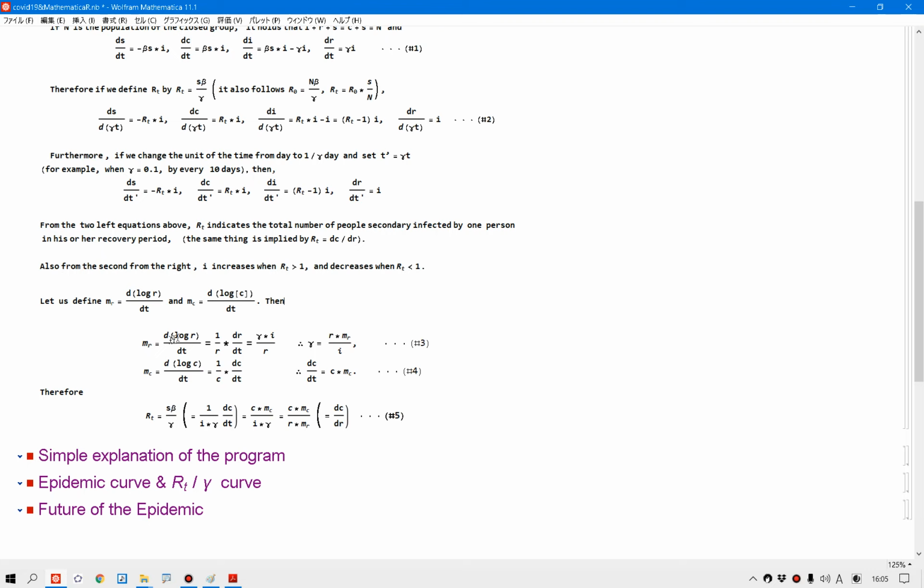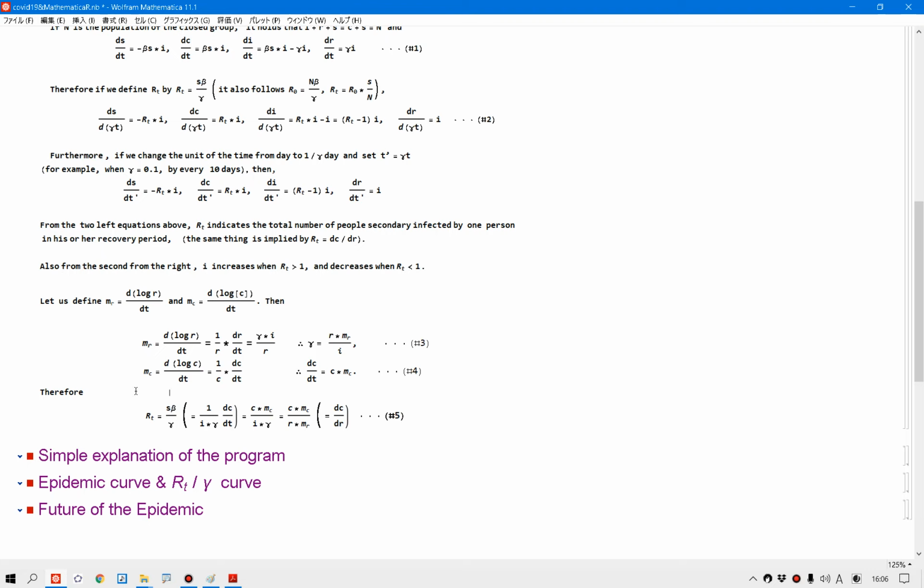Then by calculus, mr equals 1 over R times dR/dt. And dR/dt is here, gamma I. So we substitute gamma I, and we get mr equals gamma I over R. So gamma equals R mr over I. Similarly, mc equals 1 over C dC/dt. Then we get dC/dt equals C mc.